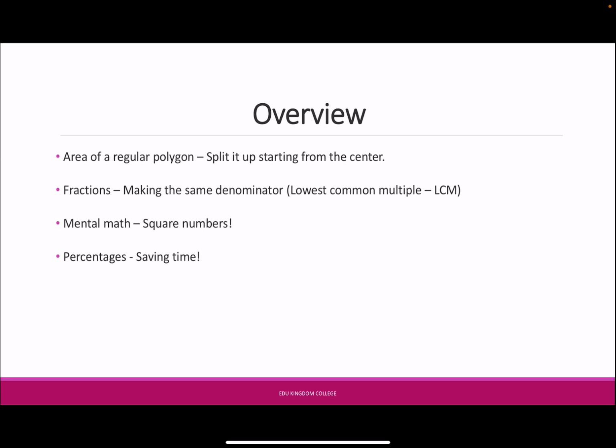In terms of mental maths, particularly square numbers, try and split up double-digit numbers into 10s and 1s. It helps you do it in your head, which in turn helps you save heaps of time. And then finally, with percentages, try and save time. Don't take extra steps. Try and calculate everything in one go, the final price or the final percentage in one go, and take it from there.